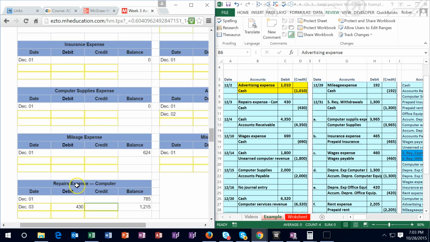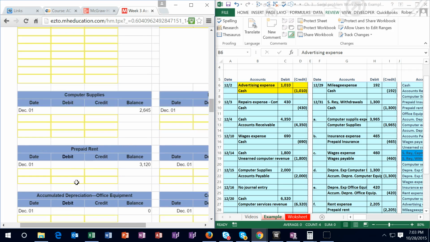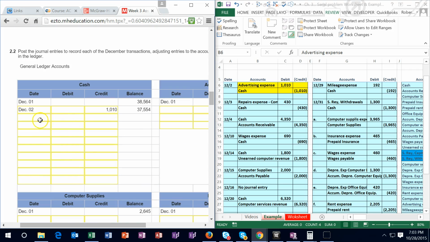And then I'm going to scroll up to the cash account, and as of 12/3, we have a credit, in this case, of $430. And that should, over the total accounts, total GL, put us back in balance again. So here's the amount that would be on the trial balance if this is all we had posted.